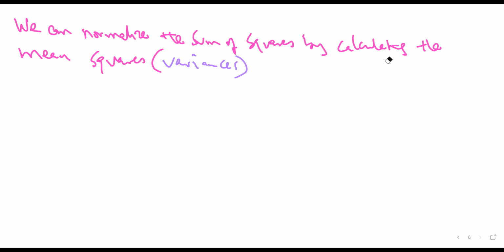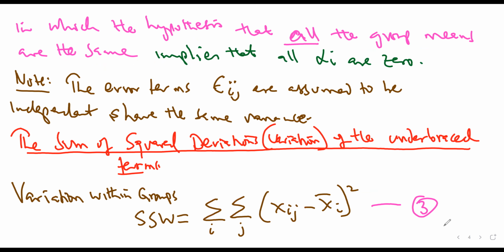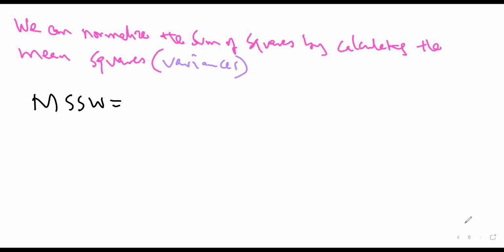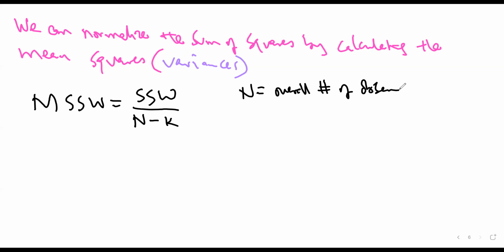So we end up with the mean sum of squares within. So we're working with the first one. We just want to divide this by the number of items that we are summing, or by the degrees of freedom corresponding to that. So this is sum of squares within divided by n minus k. Of course, n is the overall number of observations. In other words, it's the summation of the ni's.